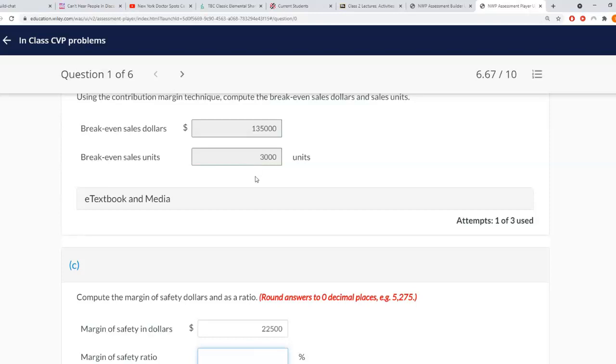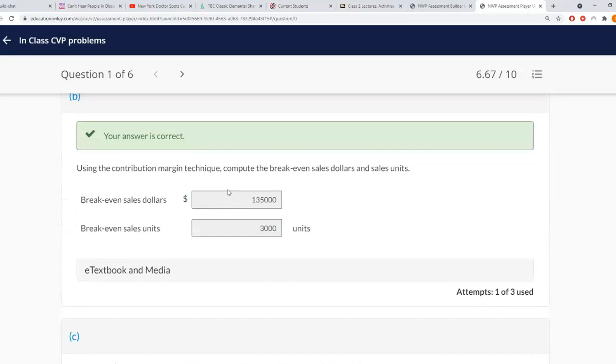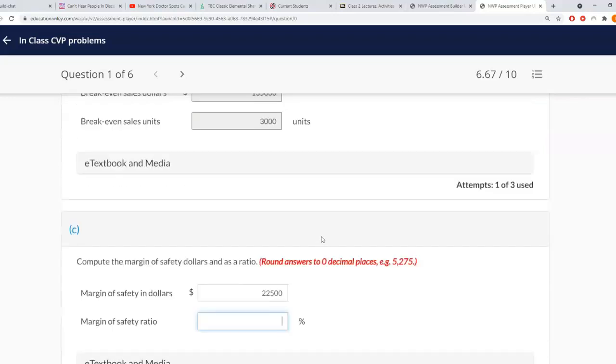Obed, how much did your total sales come out to? It came out to 157,500 dollars. This is my total sales. And below, how much was the margin of safety? In dollars, it will be 22,500. Yeah, but they want it as a ratio. Okay. Divide margin of safety in dollars by total sales.